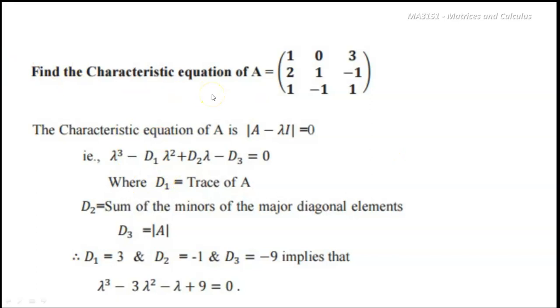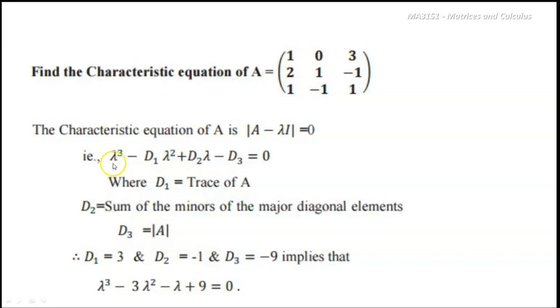This is the first problem under characteristic equation. Find the characteristic equation of A equal to, it is a 3 by 3 matrix. For this, we are going to find the characteristic equation. Already we discussed that the characteristic equation is represented by one formula, determinant of A minus lambda I equal to 0. Or you can use the general form which consists of three unknowns D1, D2, D3. If you take this formula, it is equivalent to lambda cube, because the matrix A is a 3 by 3 matrix.